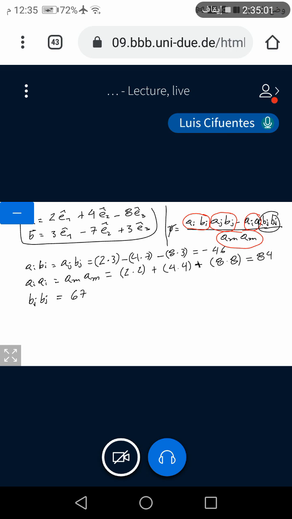So this expression here, just replacing the values. Easy peasy.